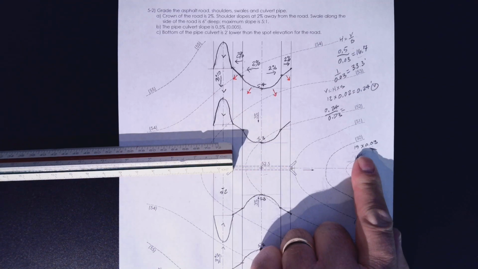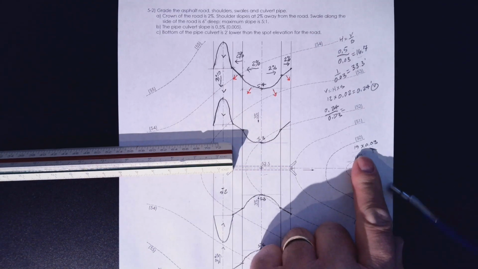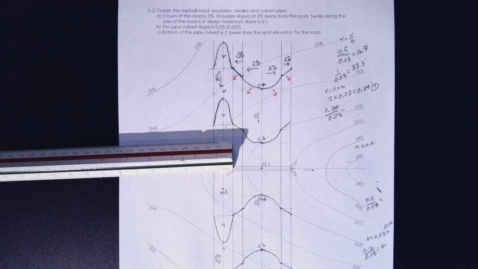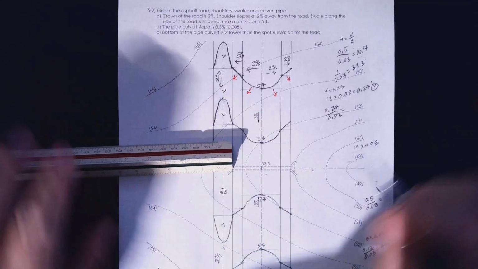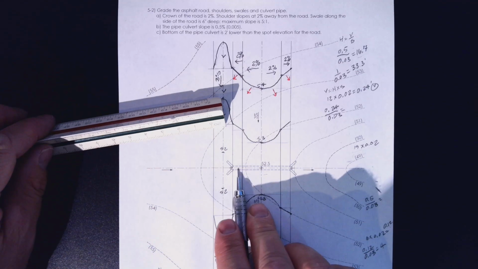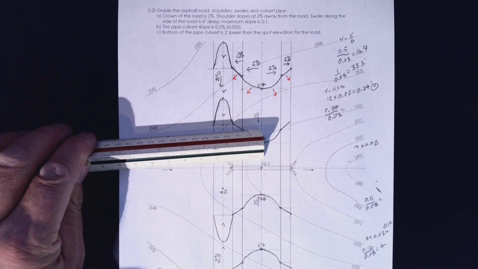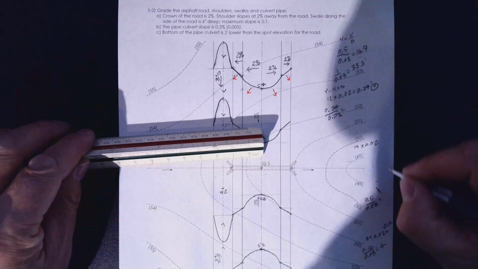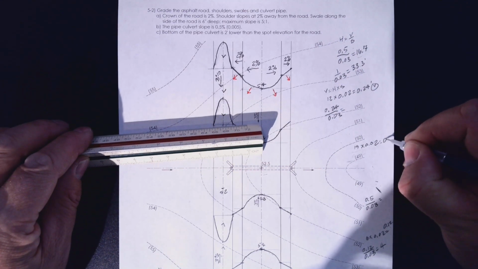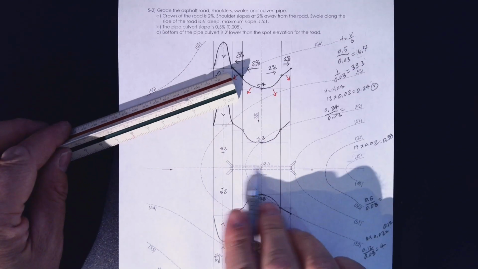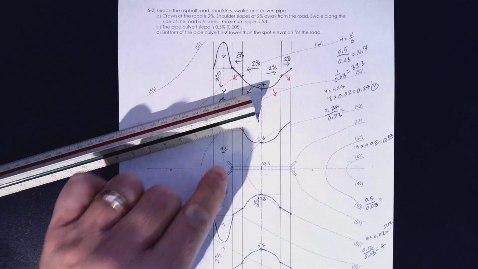19 times 0.0. Oops. That shouldn't be 3%. That should be 2%. Because we are going 19 feet at 2%. We're following these slopes right here, 2%. So 19 times 0.02 equals 0.38. 0.38 feet. So we drop 0.38 to the top of the pipe right there.